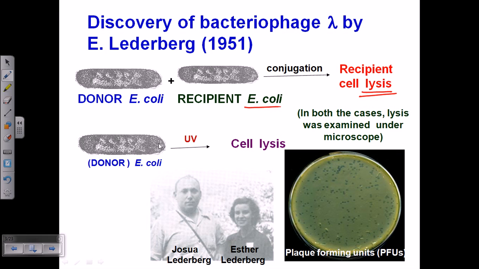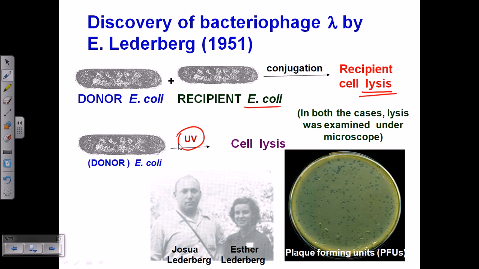Now in the second experiment, they took only donor cells, and they put a little bit of UV there. After some time, they found that they are again getting lysed. But when they put this donor cell as it is, without the treatment of UV or without any kind of conjugation, this donor cell remains as it is. It is not dying. But now if we put some other recipient cell, and after the conjugation it transfers something to this recipient cell, which causes the recipient cell to die by lysis.